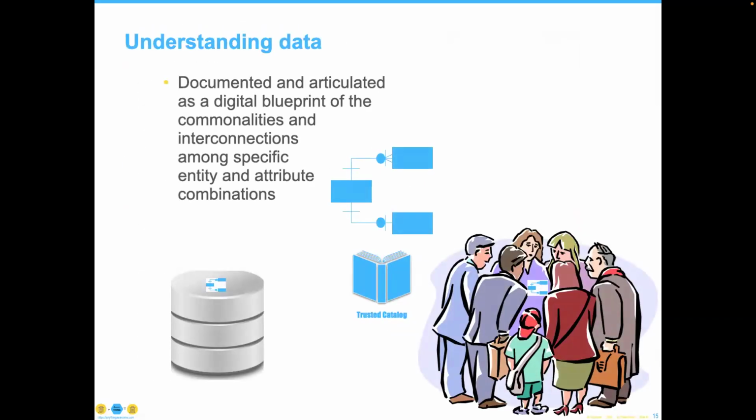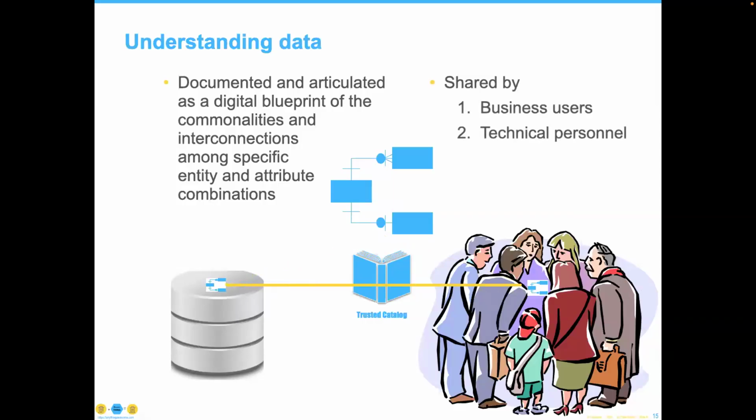Because what you're trying to do by understanding data is making sure that you have a digital blueprint showing the interconnections and commonalities among specific entity and attribute combinations that links the business users, the technical people, and the systems as well. Critically important to do that. So let's look at data models.